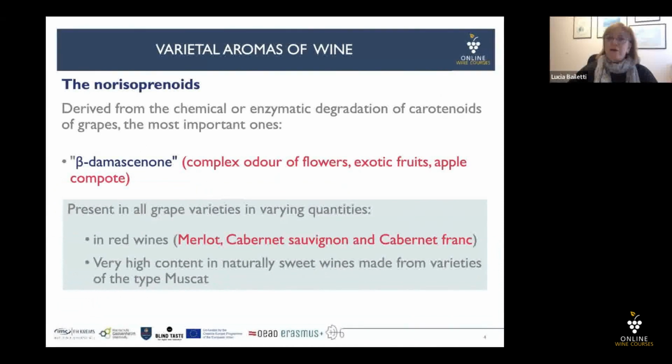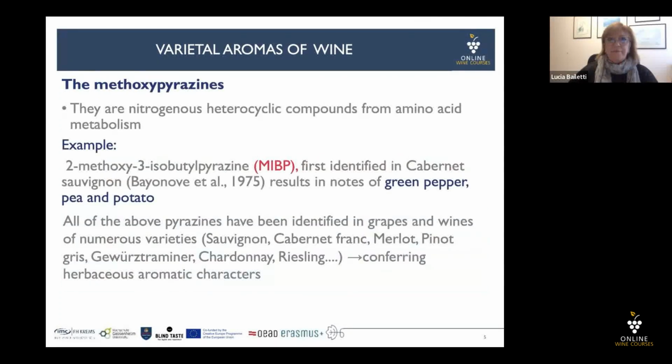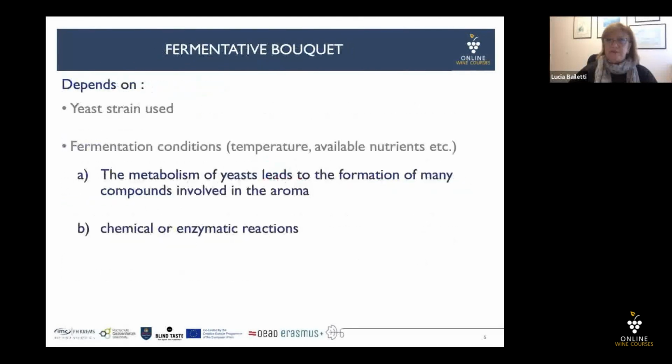The norisoprenoids, especially beta-damascenone, it's a complex odor of flowers, exotic fruits, apple compote, and we can find this type of aroma in Merlot, Cabernet Sauvignon, Cabernet Franc. The methoxypyrazines, we can find this type of aroma in Sauvignon, Cabernet Franc, Merlot, Semillon, Chardonnay, Riesling. And it's something like green pepper, pea, and potatoes.